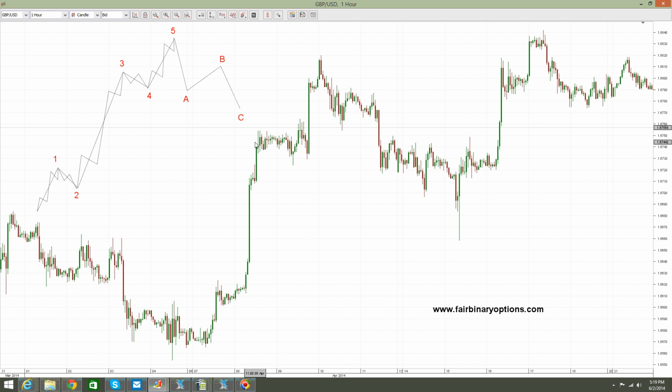So the key to correctly counting the waves with the Elliott wave theory is to know when a move starts and when a move ends, and of course to look for call options when the correction is about to end and the impulsive move to start again, or to look for put options when a correction is about to start in an impulsive move to the upside.